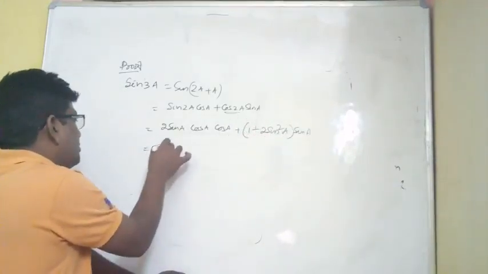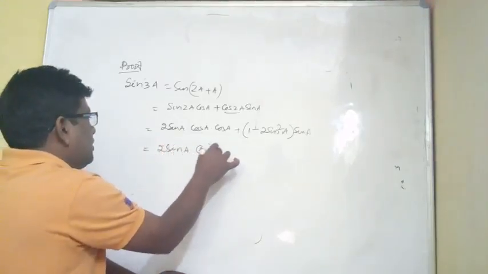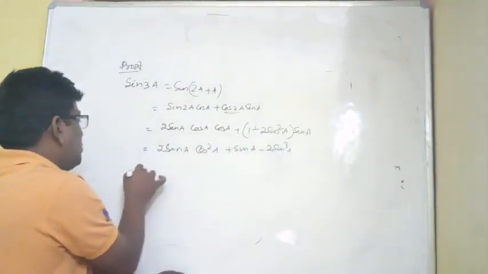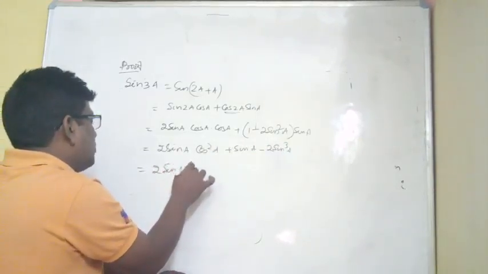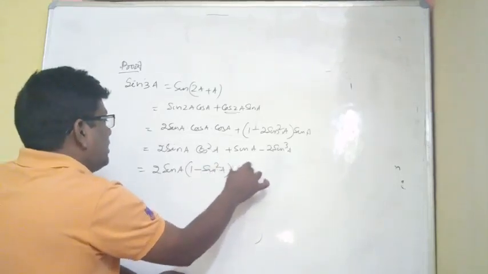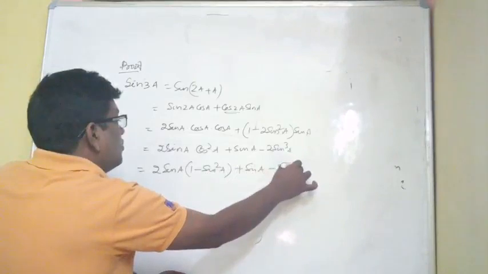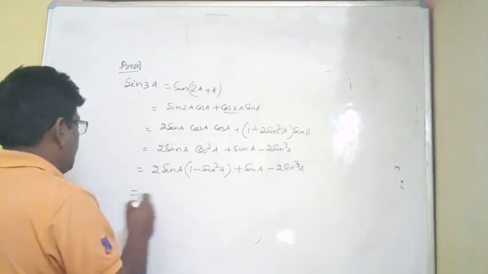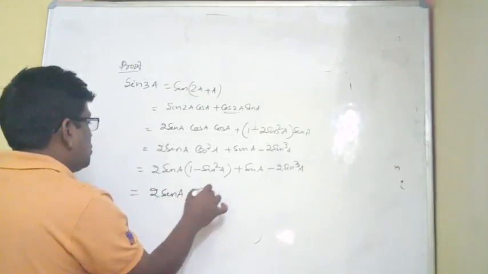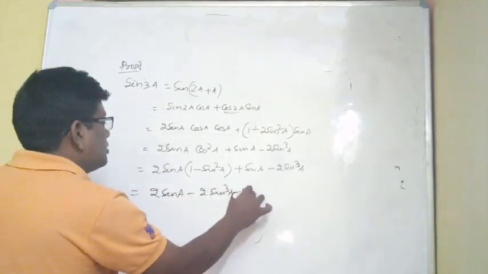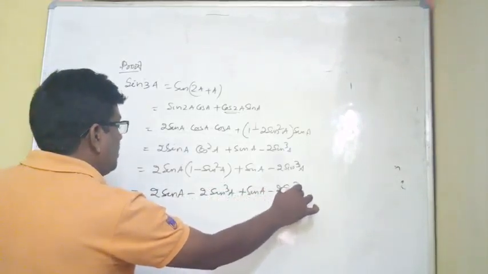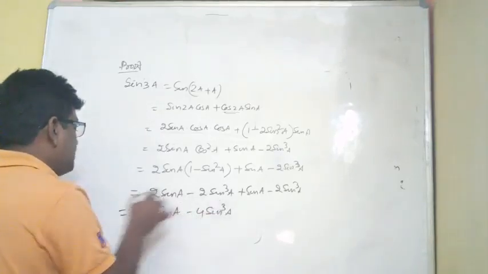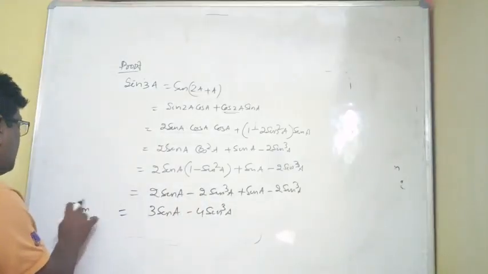Now this is equal to 2 sin A into cos square A, plus sin A minus 2 sin cube A. Cos square A is equal to 1 minus sin square A, so this is 2 sin A minus 2 sin cube A plus sin A minus 2 sin cube A. This is equal to 3 sin A minus 4 sin cube A. This is the formula for sin 3A.